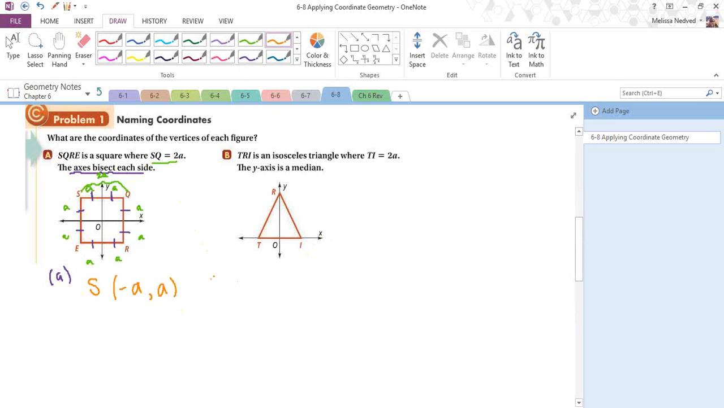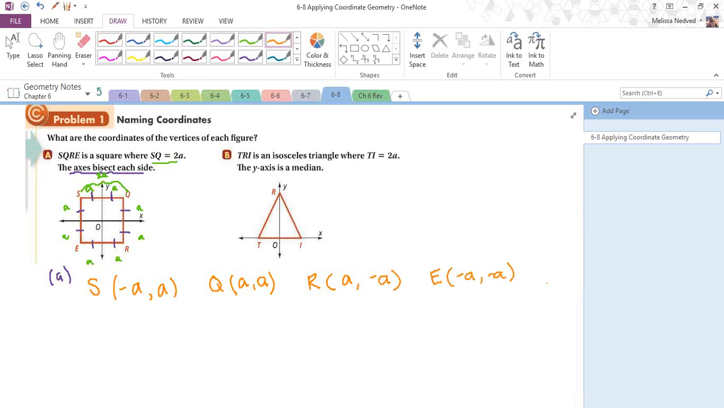Q is in quadrant 1, that's going to have positive values for the x and the y, so (A, A). R is in quadrant 4. My x is positive, so positive A, but my y is negative, so (A, -A). And then E is in quadrant 3, where both x and y are negative, so (-A, -A). So taking this figure and giving it some arbitrary points so that we would be able to work with this given any values if we knew we had a setup like this.